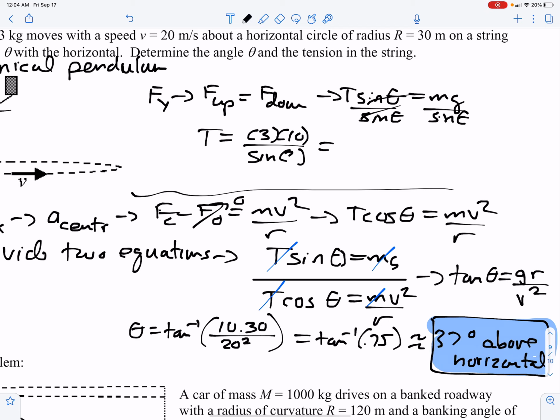Take that same 37, apply it up here, and we're going 30 divided by sine of 37, and 30 over sine of 37 is approximately 50 newtons of tension.